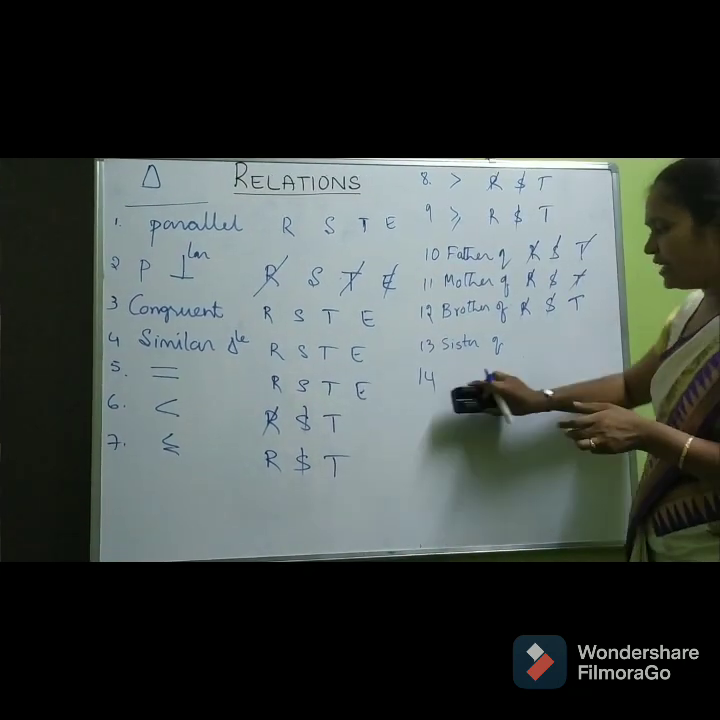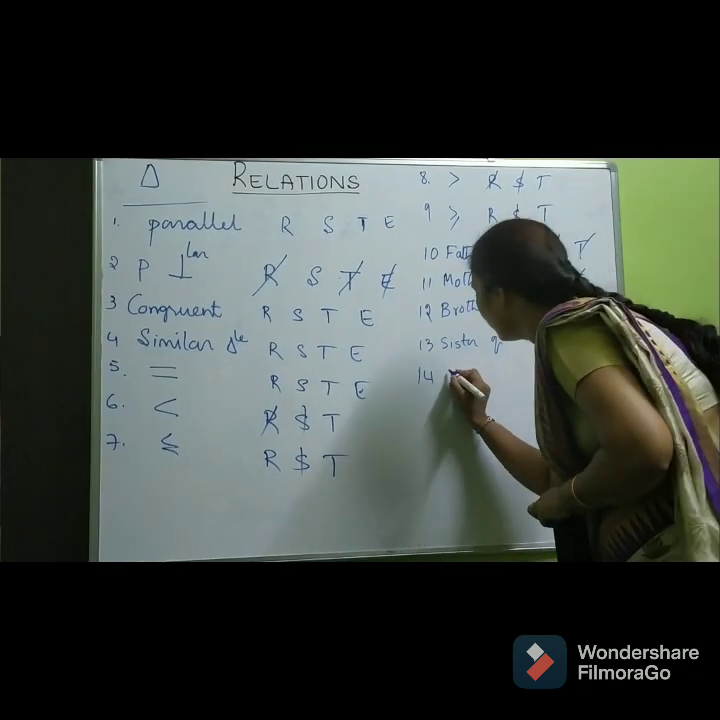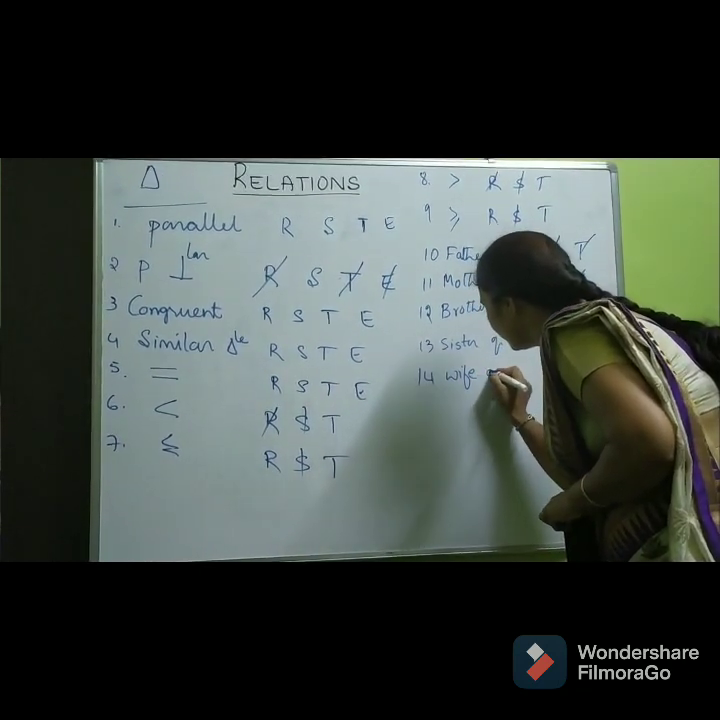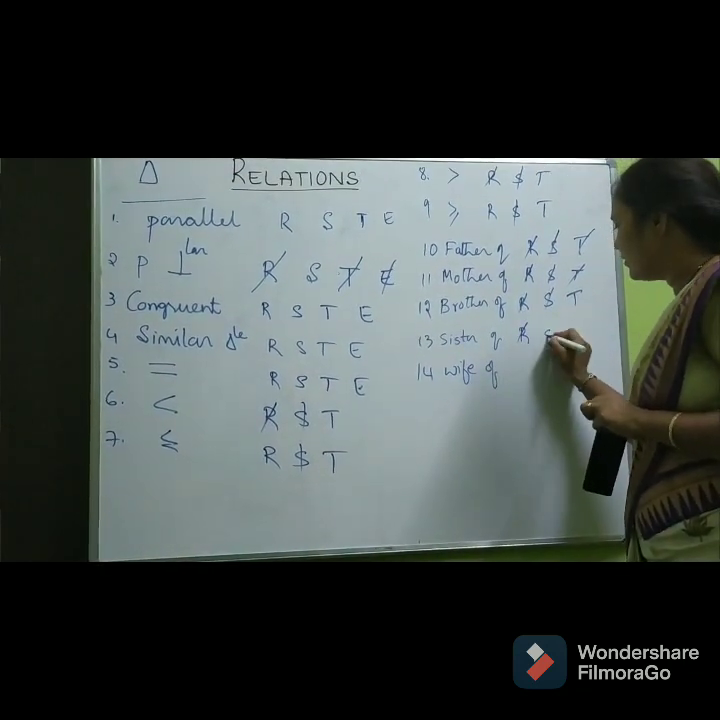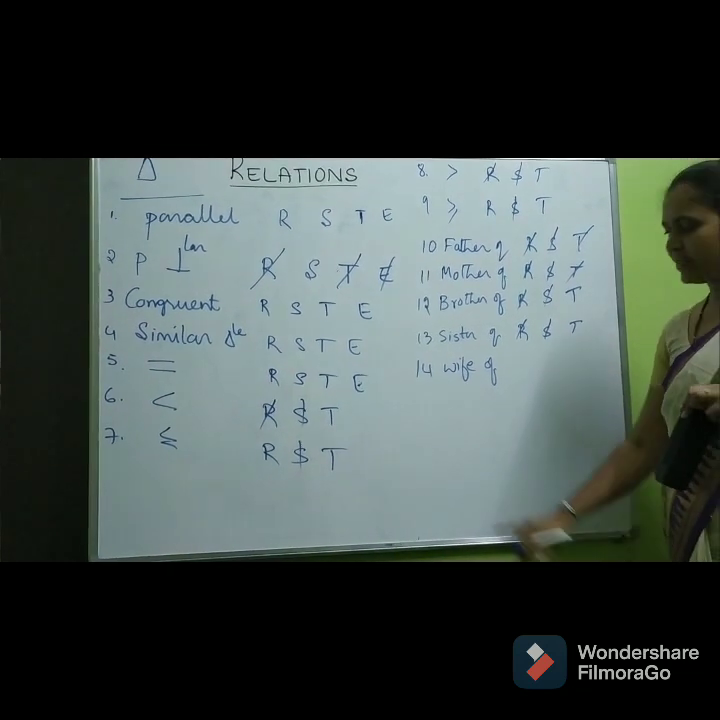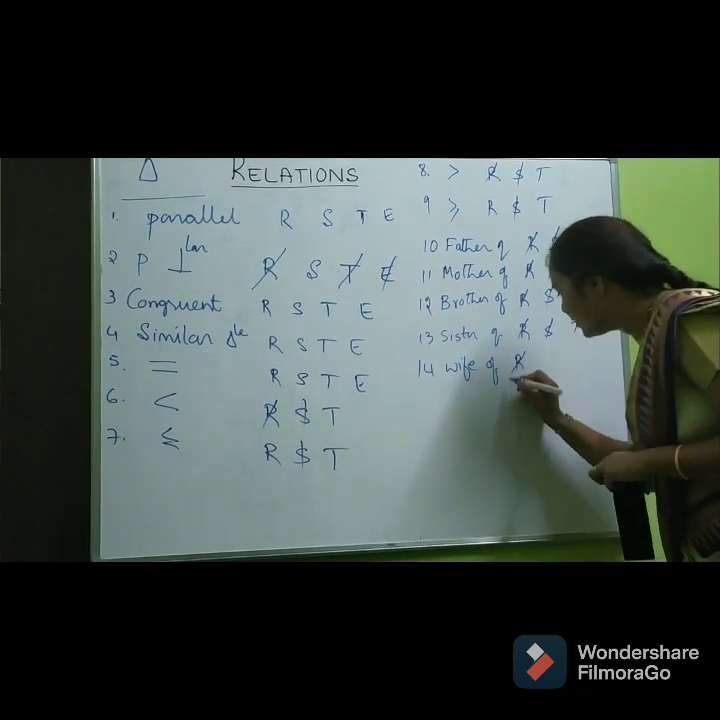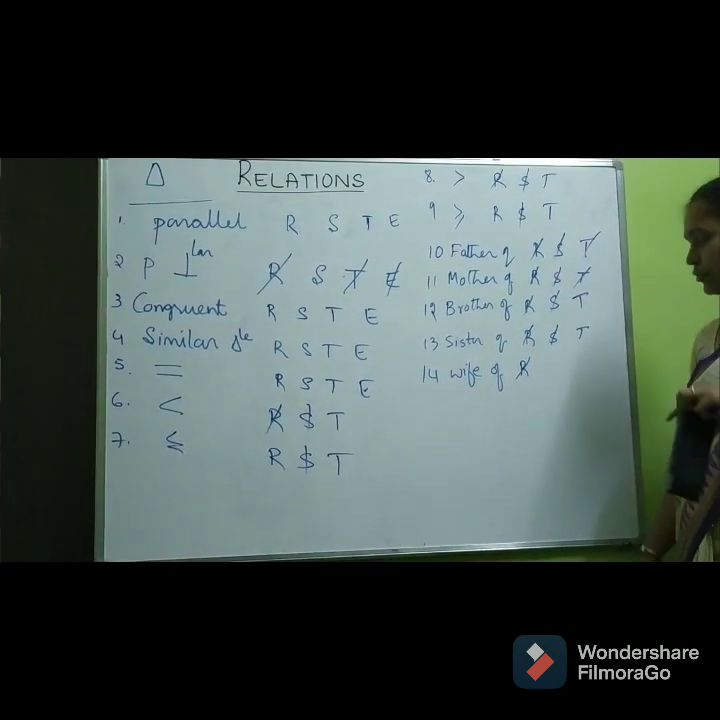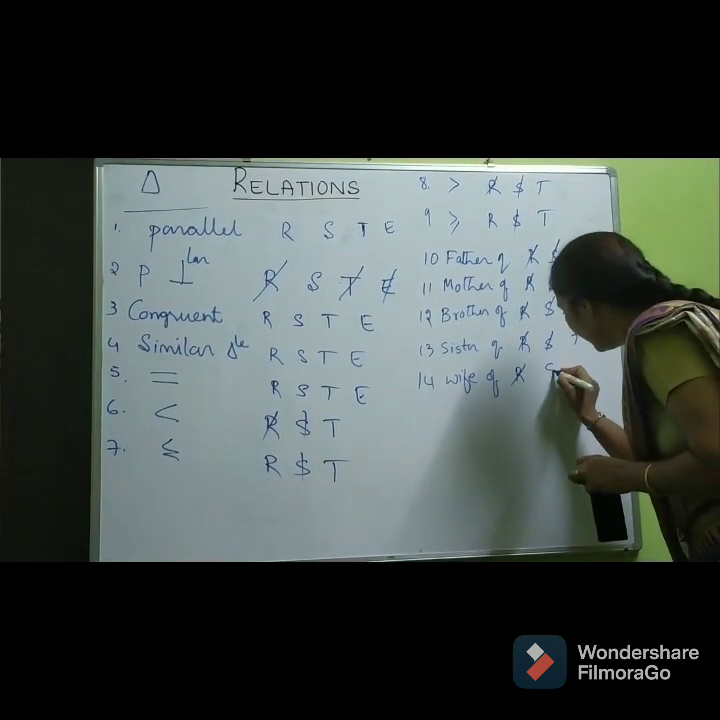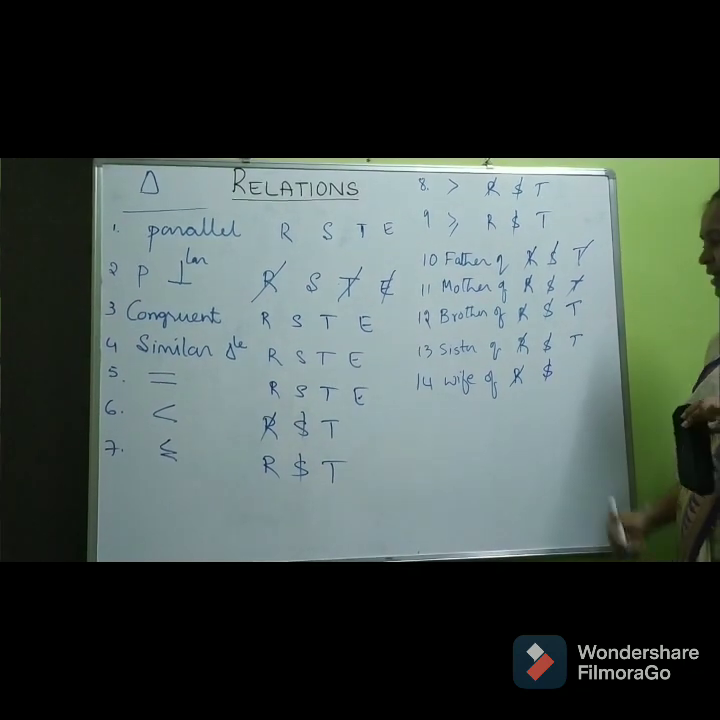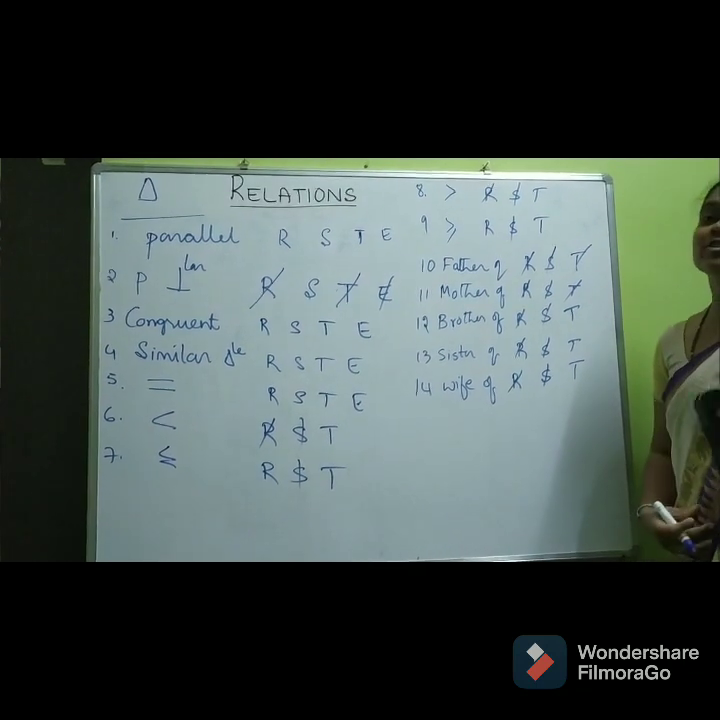14th is, can you tell me what will be the 14th? 14th is wife of. Sister of is not reflexive, not symmetric, but transitive. Wife of: I can't be wife of myself. Therefore, it is not reflexive. Symmetric, obviously, no need to discuss, it is not symmetric. What about transitive? I know it is transitive because of the second case.